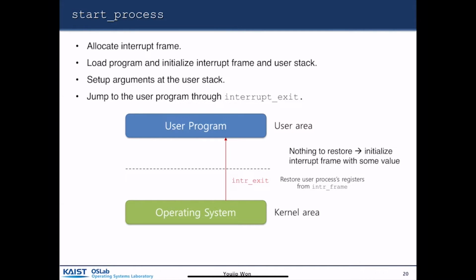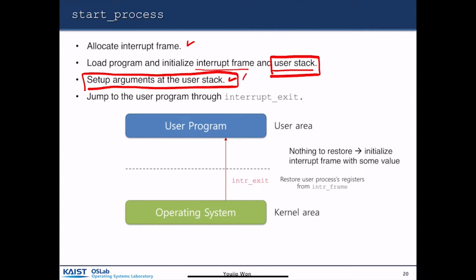In start process, it allocates an interrupt frame, and it has to load the program and initialize the interrupt frame and user stack. It initializes 2 things, the interrupt frame and the user stack, and then it sets up the argument at the user stack. And then it jumps to the user program through interrupt exit. The problem is that current Pintos does not have a mechanism to initialize a user stack with an argument.